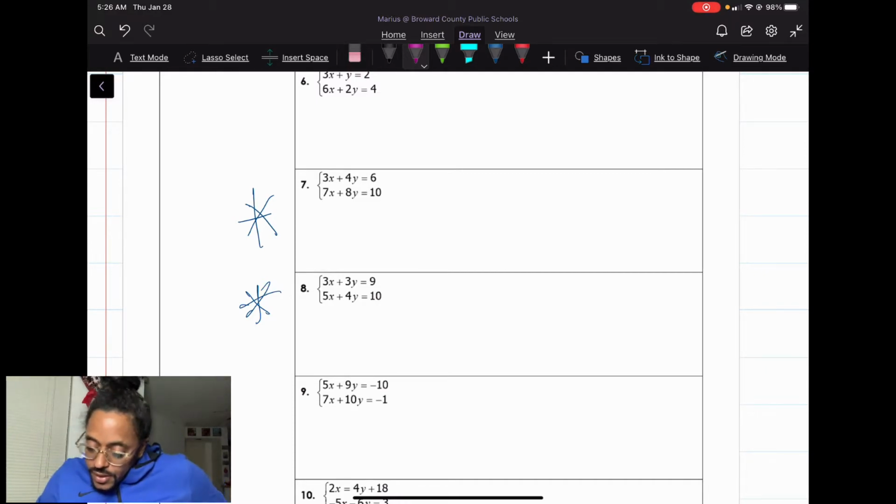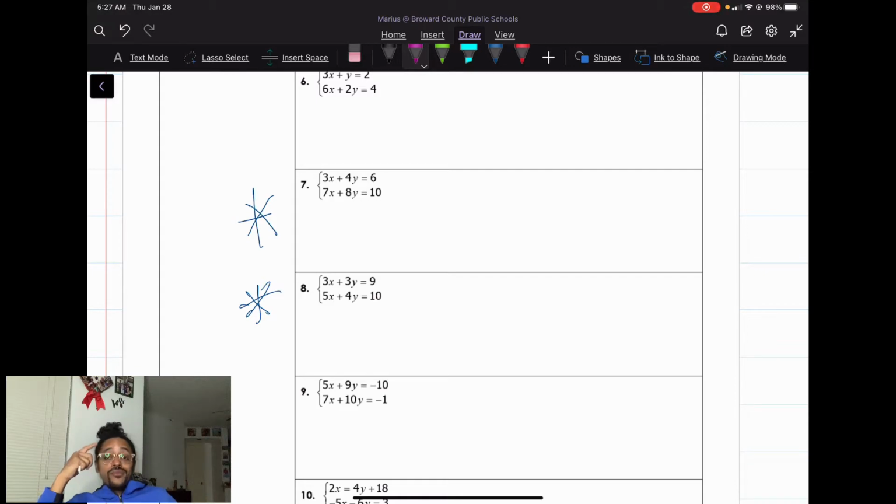Okay, so for number 7, when we're looking at these two equations, the x's, one of them is 3, one of them is 7. To get those to match, we would have to multiply the 3 by negative 7, that makes negative 21, and we can multiply the 7 by positive 3, that makes positive 21. But then we have to multiply everything else, so we essentially have to change both equations.